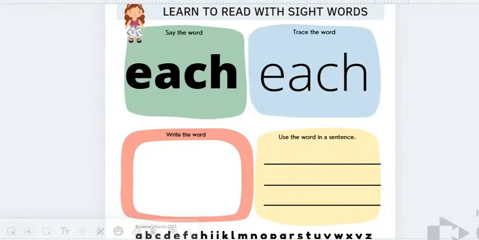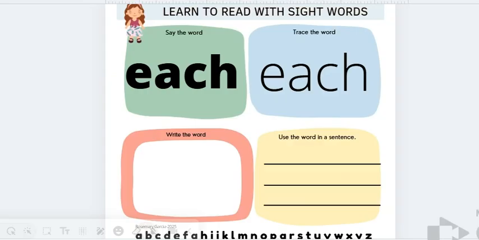So, again, this series is for anyone who's looking to strengthen their English language skills, their reading skills. What we do is we say each word, we trace the word, we write the word, and we use the word in a sentence. And then I ask you to use the word in a sentence as well. Where do you get this book? It is on Amazon. Learn to Read with Sight Words by Rosemary Garcia.